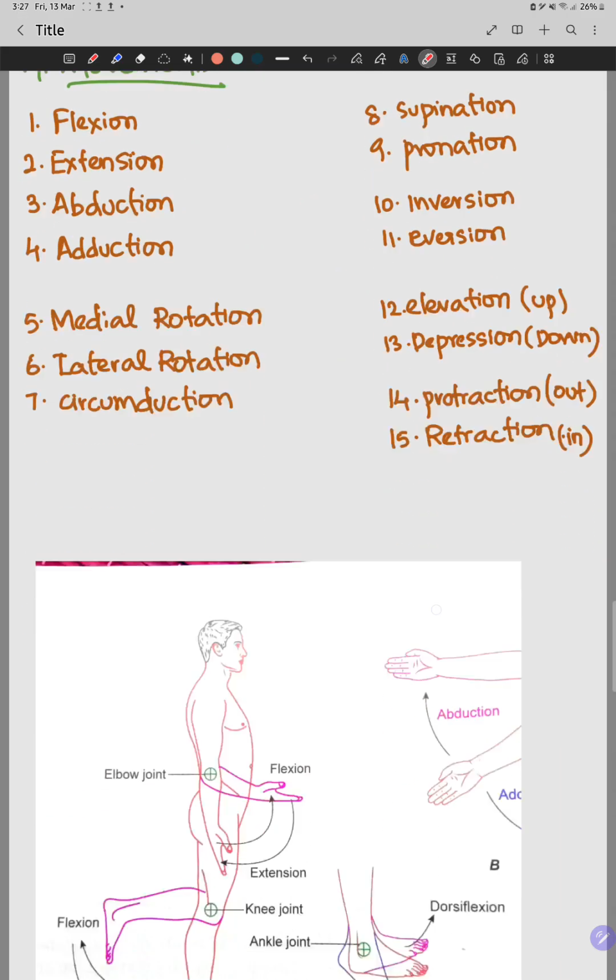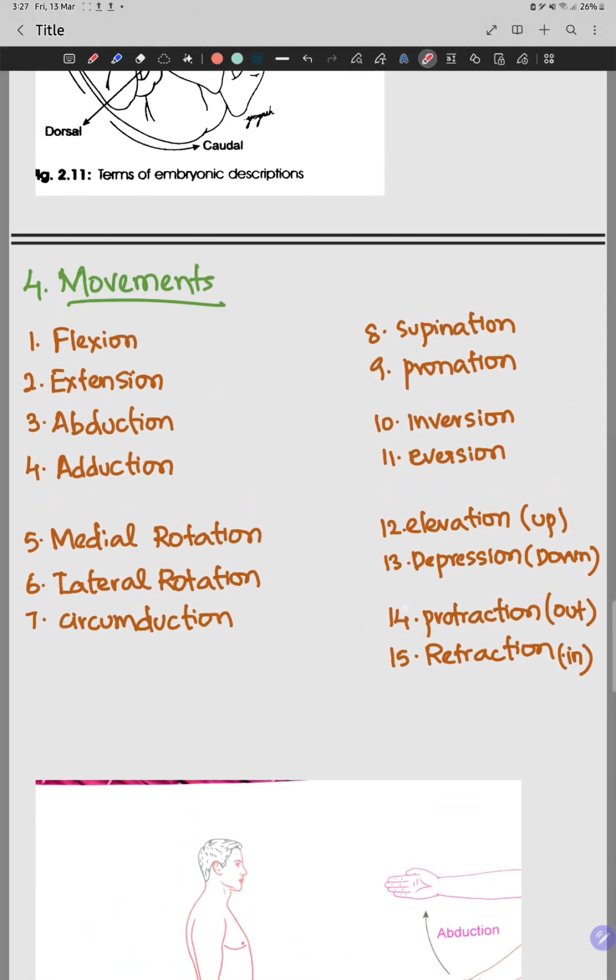Did you understand? Remember just this one: flexion, L for less. Extension is the opposite, the reverse, more angle. Less angle, more angle: flexion for less angle.